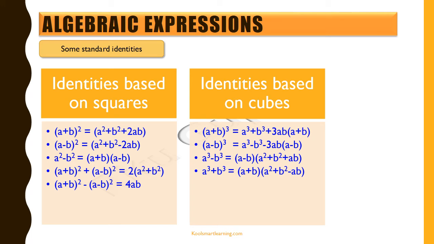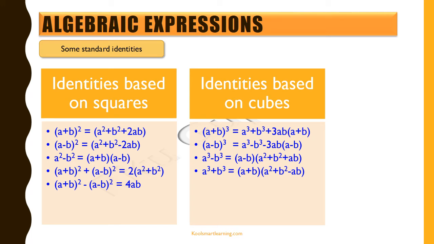Now some of the identities which are based on cubes. (a plus b) whole cube is equal to a cube plus b cube plus 3ab into (a plus b). Now again, it's simple to see how we get these results. If you multiply (a plus b) into (a plus b) into (a plus b), and just try and open it, you could first do (a plus b) into (a plus b), get the product, and then multiply it with another (a plus b), and you'll get this identity to be true.